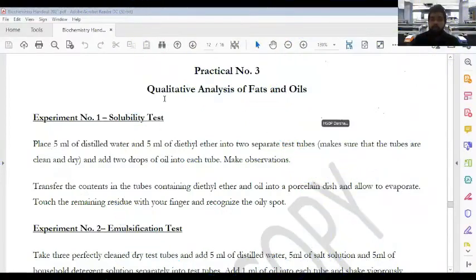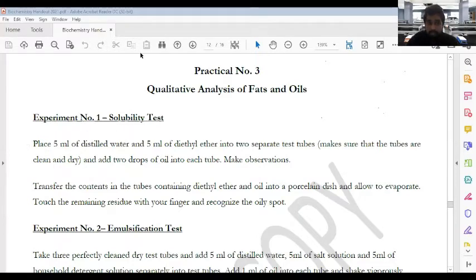Not dissolved in water. On the other hand, it can dissolve in organic solvents, which have non-polar properties. We are testing that property in very basic experiment number 1.